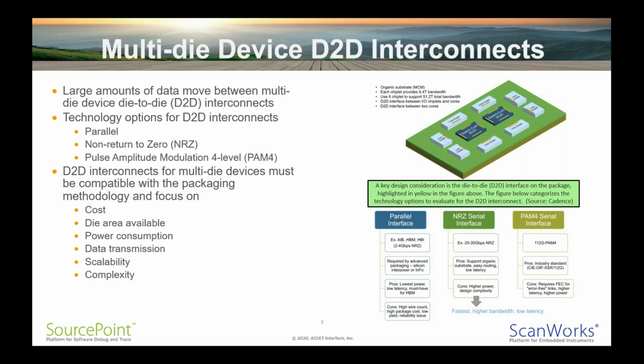The optimal D2D connections within a multi-die device lie in the desire to optimize 6 often competing but interrelated factors. Those factors are cost, and that's the cost of the implementation, the die area available on the chip, power consumption to make sure it's within the design limits, scalability, and complexity.